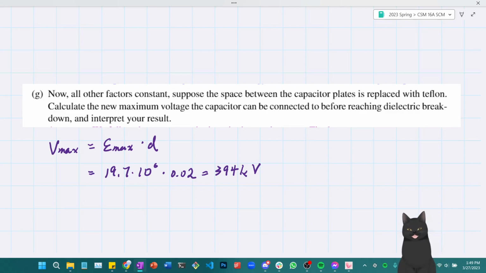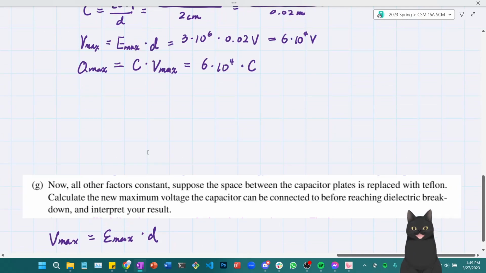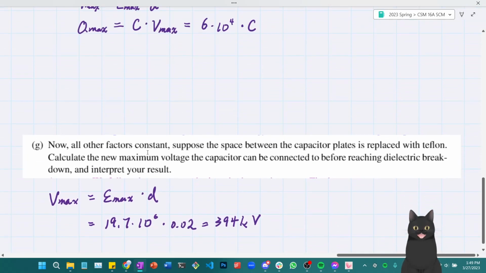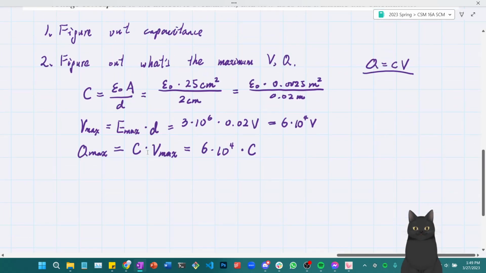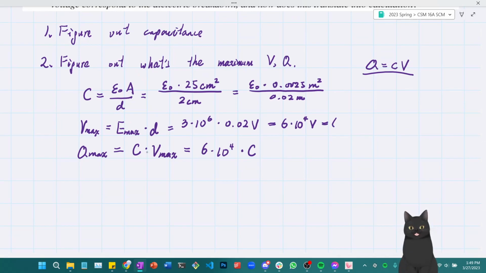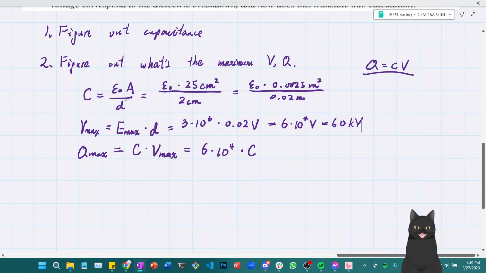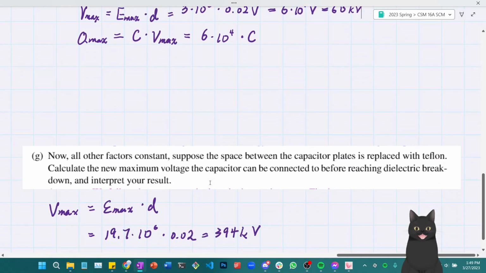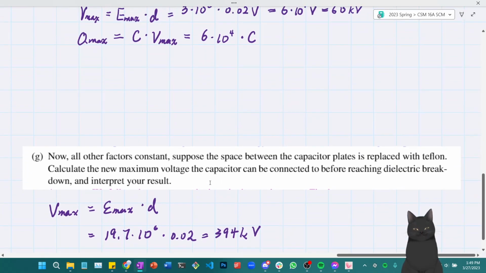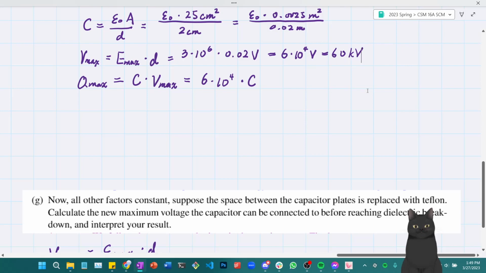So here, we can then try to interpret our result, now that we have a new maximum voltage. First of all, our maximum voltage is higher than what we had when we had air as our substance between the plates. So at least I know that the new maximum voltage my capacitor can have is larger than the maximum voltage I have when my air is there.